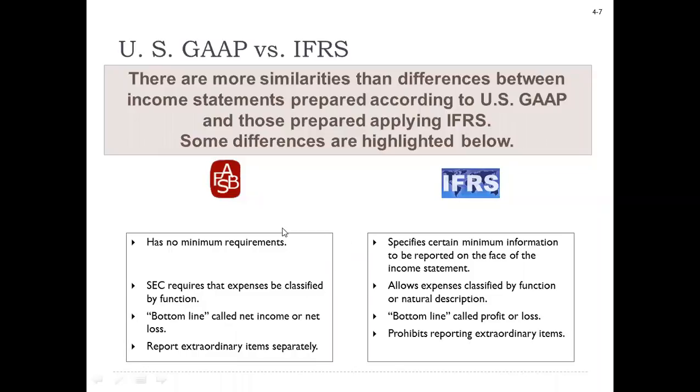Another difference is sometimes the titles are different. Under US GAAP, it's almost always called income statement, whereas in IFRS, that income statement is usually called statement of operations or statement of profit and loss. So again, the titles are different, even though they refer to the same thing.